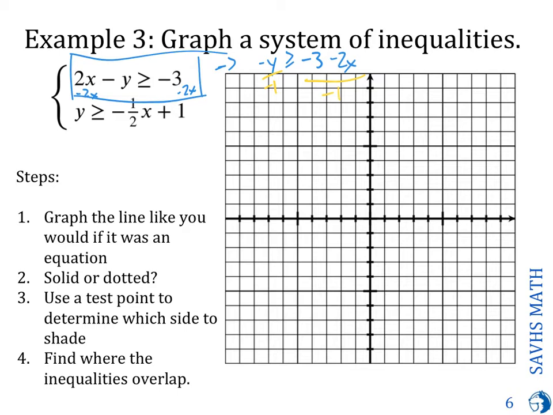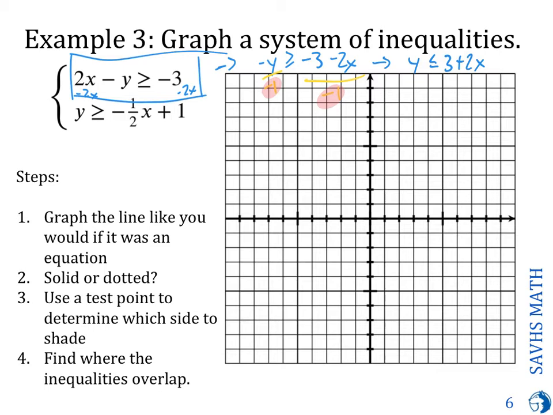You should be saying, whoa, Mr. Nelson, I'm dividing by a negative number here. That means that I have to do something really specific to my inequality, and that means that I have to reverse the inequality. It's not greater than or equal to now, it's less than or equal to now. So I get y is less than or equal to 3 plus 2x.